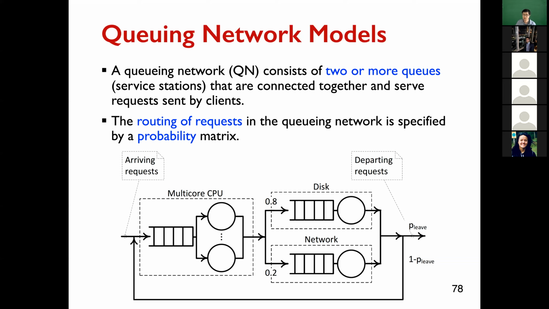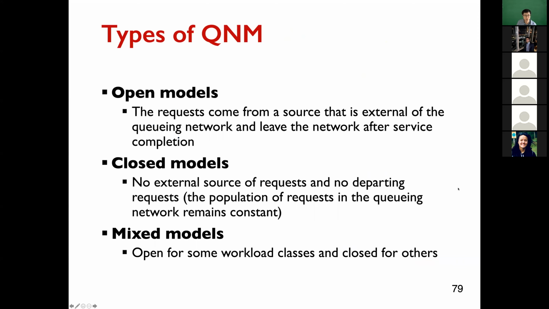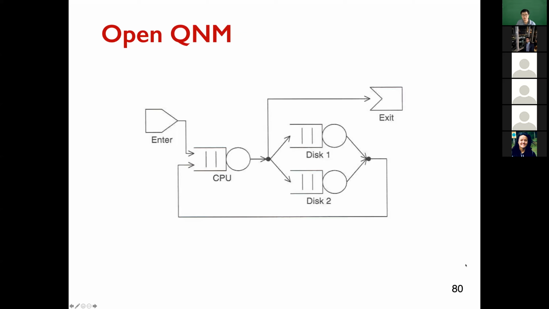There are three types of queueing networks, or QNM, queueing network models. The first one is open models. The requests come from a source that is external to the queueing network and leave the network after service completion. Closed models have no external source of requests and no departing requests; the requests just loop inside the model. Mixed models are open for some workload classes and closed for others. Here, this is an open QNM. We see there is an external input and external output, arrival and departure, both external.